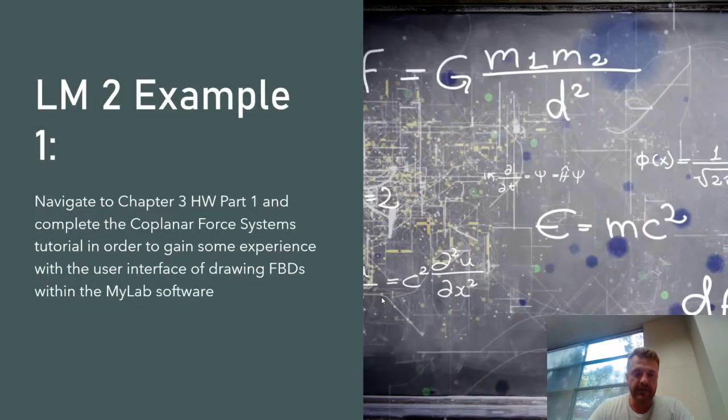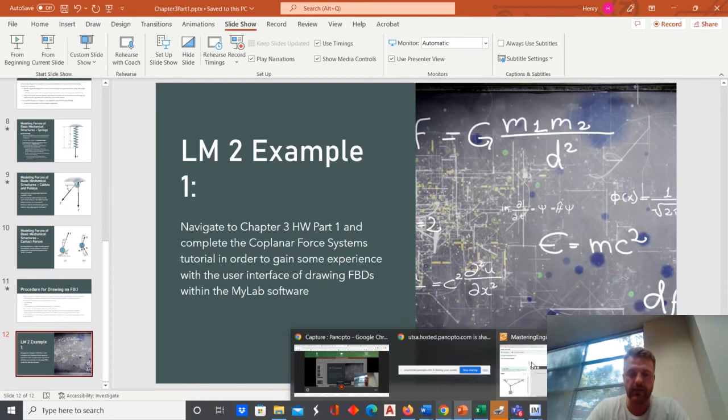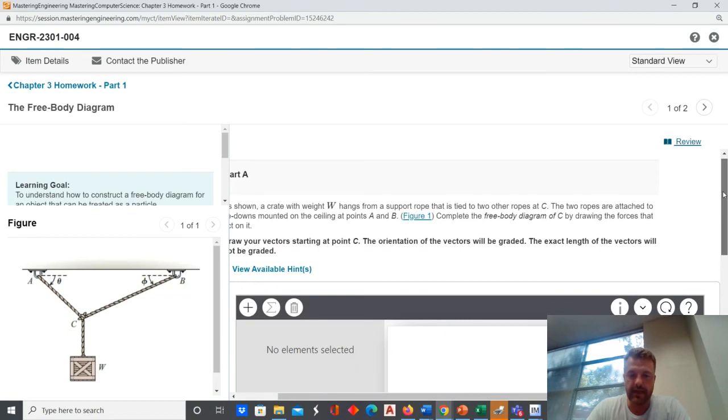So what I'd like you to do to finish this out is to go to, even though this week technically only chapter 2 homework is due, I also put a chapter 3 homework in my lab that is a bit of a tutorial on coplanar force systems. It's going to give you some practice actually drawing free body diagrams in the actual software, which can be a little bit confusing. So let's look at, for example, the example that we have here.